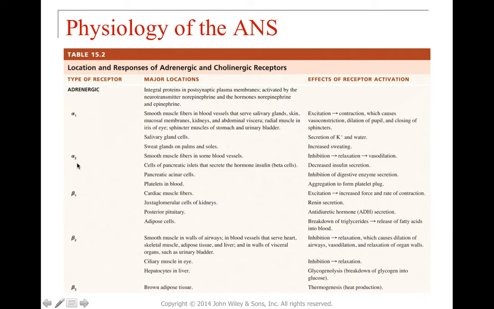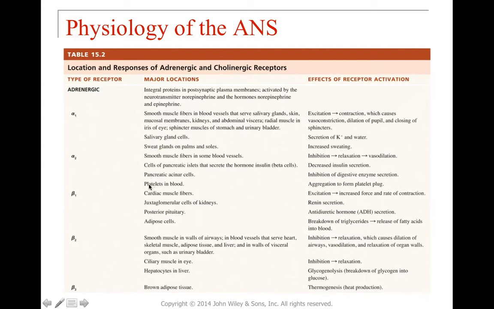Alpha 2 is involved in the sweat glands on the palms, smooth muscle fibers in some blood vessels, and can also be involved in the pancreas, so it's going to cause a decreased insulin secretion. So if we have less insulin secreted, that means that we're going to end up with an increased blood glucose level. So all of this is going to be involved in trying to increase the fight or flight response, right?